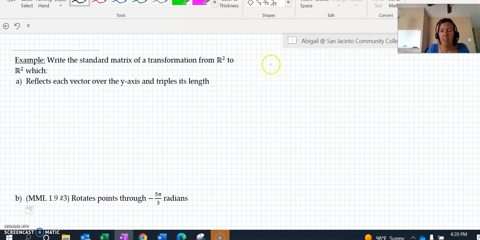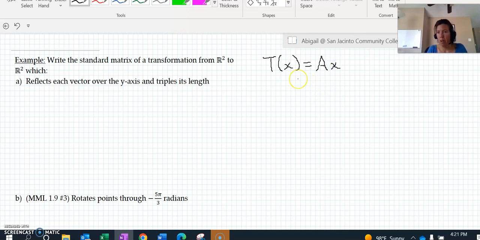The idea is we want to write a matrix, we usually use A, so that the transformation of X, like T of X, is equal to this matrix A times X. And in that case, we call A the standard matrix of that transformation.